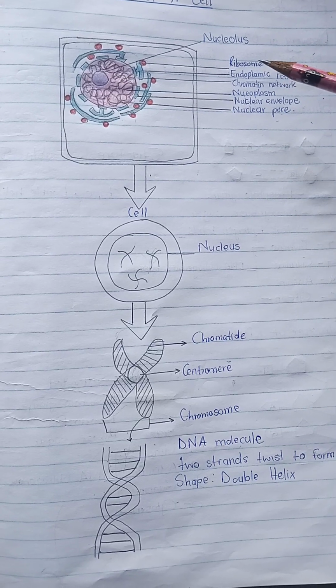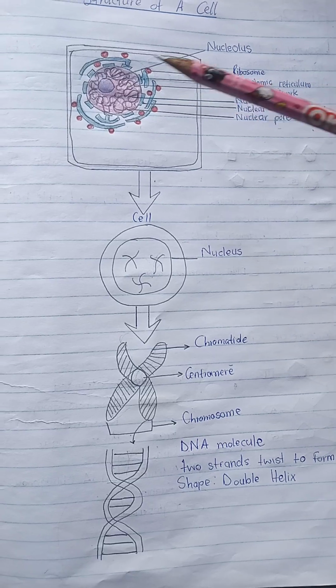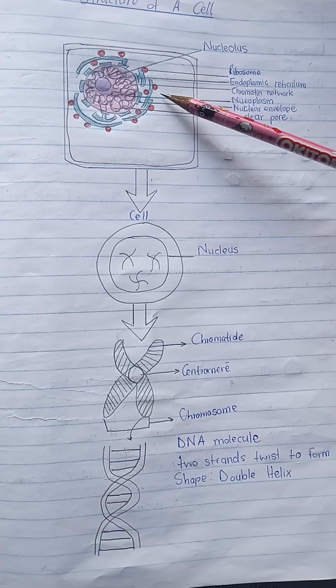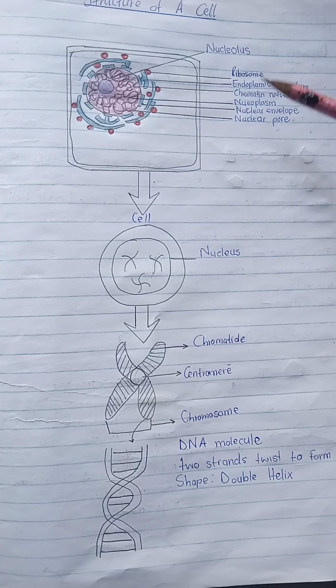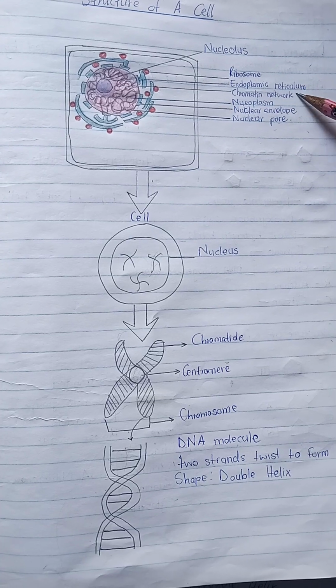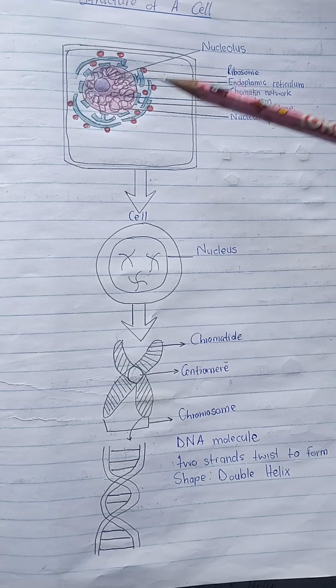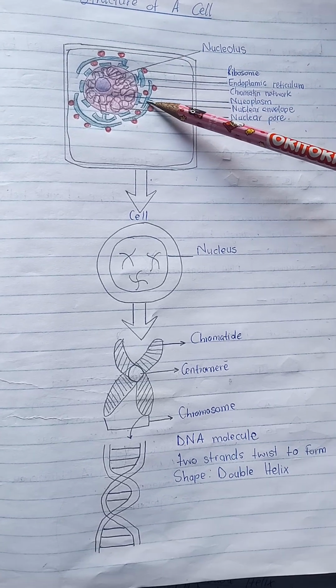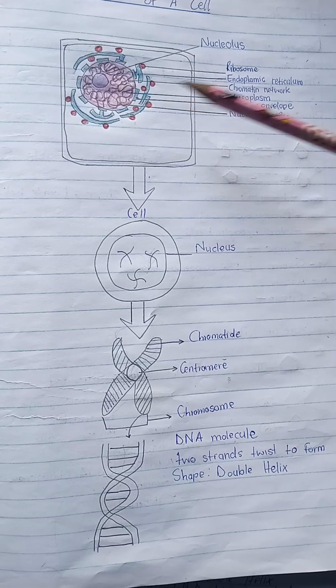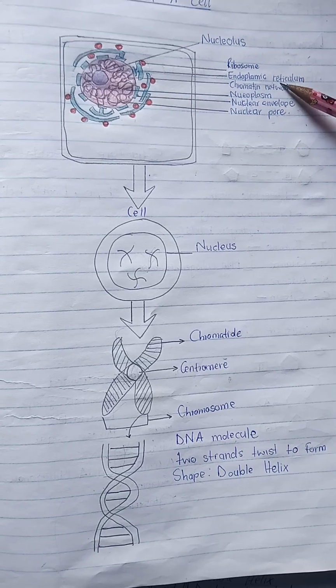And then I have the ribosomes on my cell there, and those are the red dots that you see on your endoplasmic reticulum. So the endoplasmic reticulum, it is that blue sap inside there. That blue sap, we call it the endoplasmic reticulum.